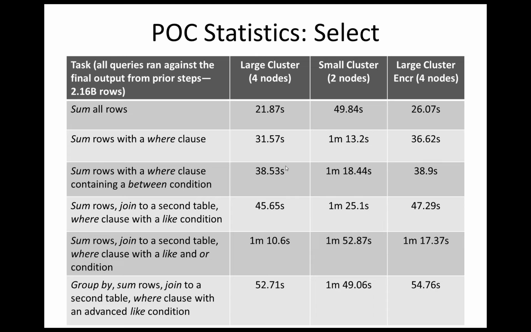And you can see again the performance between the encrypted versus non-encrypted cluster is relatively similar, and about linear between the 2 and 4 nodes. But more importantly, just look at the general performance of Redshift itself. 22 seconds to run the checksum, and then the complicated query took about 53 seconds.